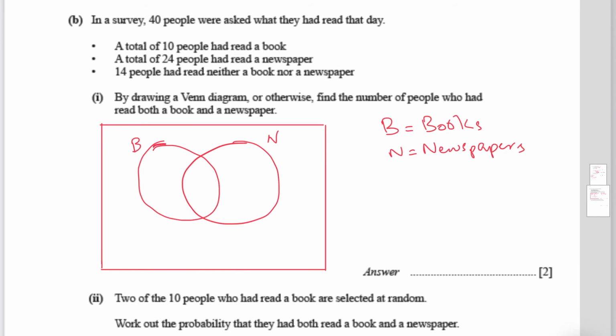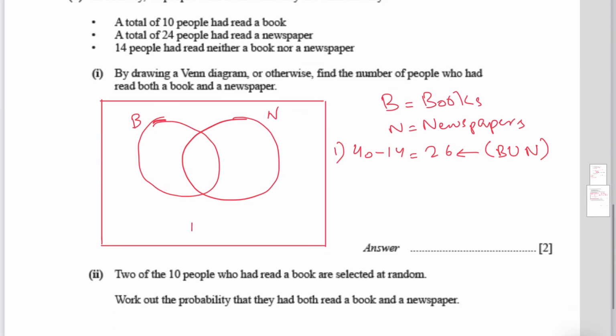First of all, 14 people had read neither a book nor a newspaper. So the first step is you subtract 14 from 40, you get 26. 26 people are inside B and N. There are 26 elements in the circles. So 14 needs to be written over here, outside the circles.